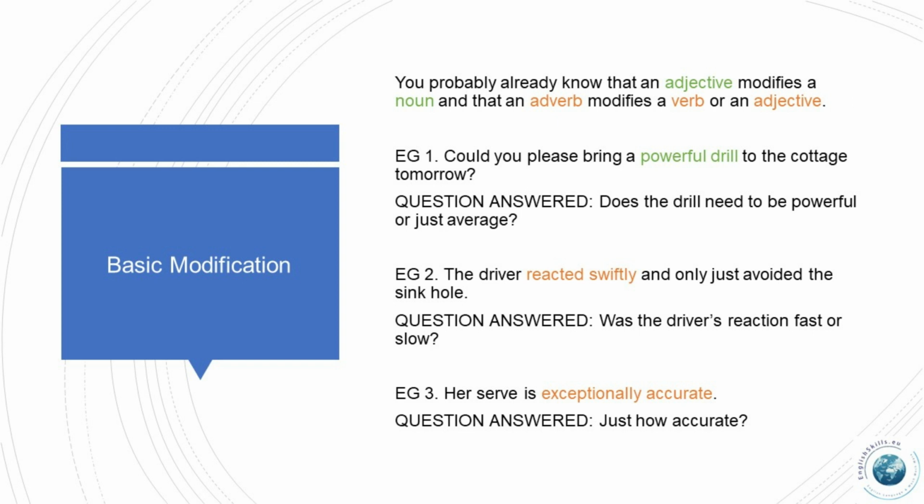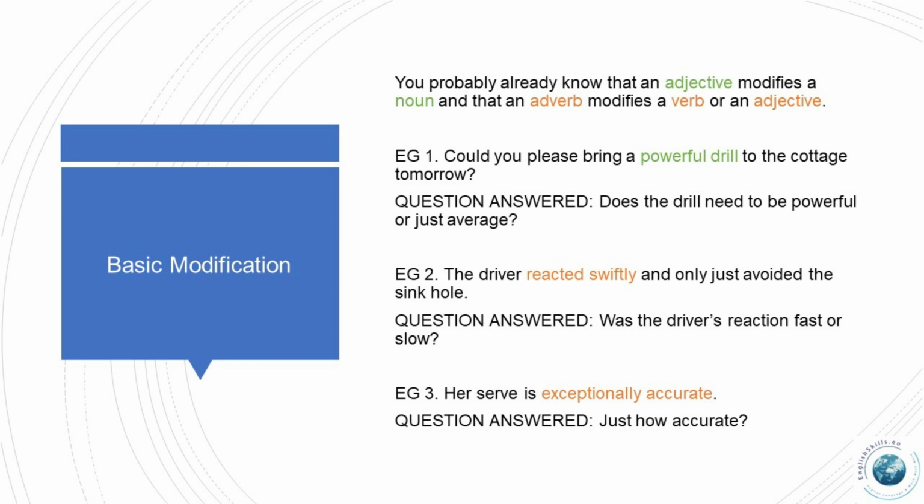Example 2, the driver reacted swiftly and only just avoided the sinkhole. So again, any words you're not sure about, pause the video, have a quick look. So what was the question answered here? Was the driver's reaction fast or slow? Well, the driver reacted swiftly. That means quickly. Therefore, it's better than just saying the driver only just avoided the sinkhole.